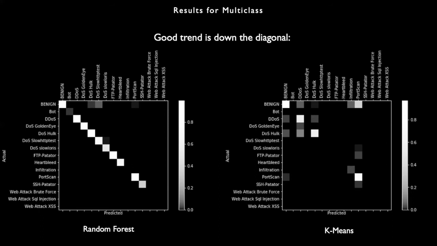The confusion matrix on the right displays per class analysis of k-means prediction performance for the multi-class system. K-means did not perform as well as the random forest. This is because k-means is an unsupervised learning algorithm and would generally be outperformed by supervised algorithms on well-structured datasets.